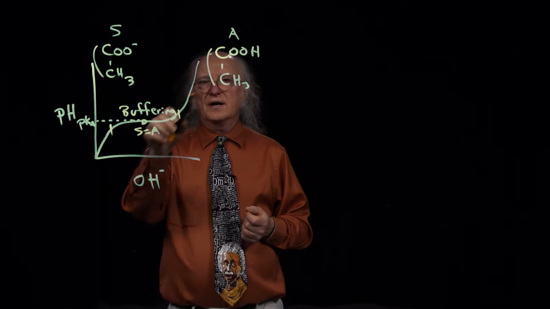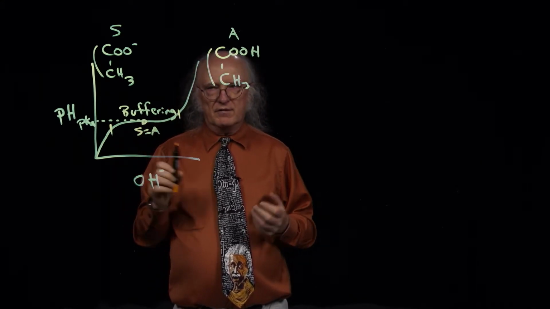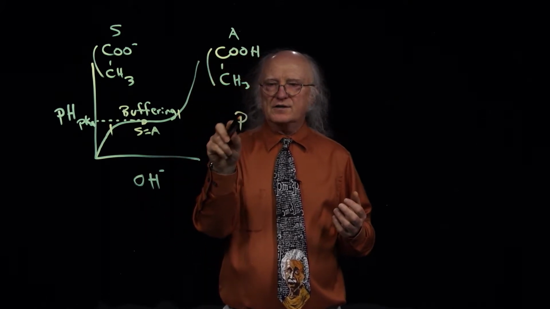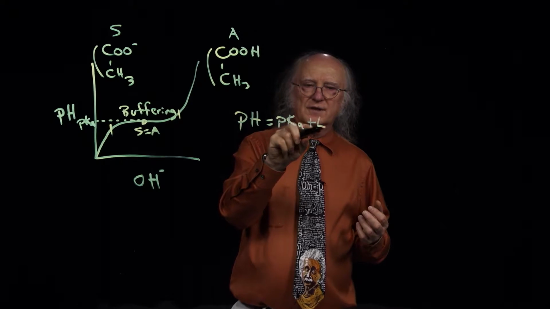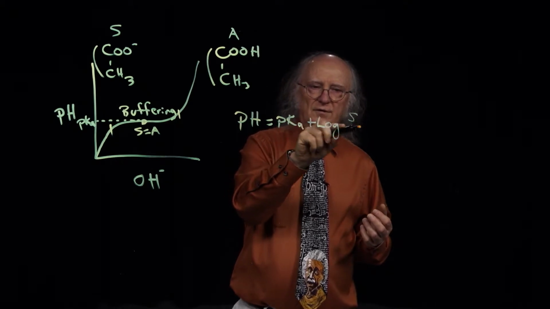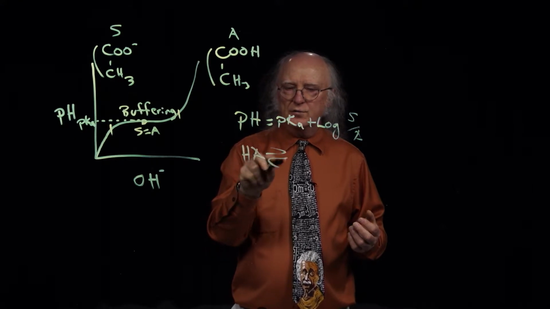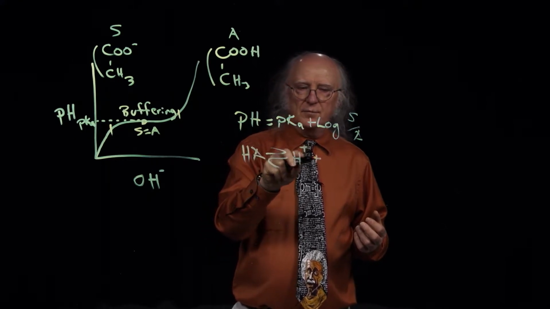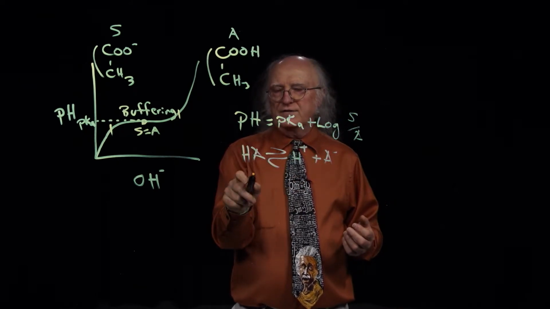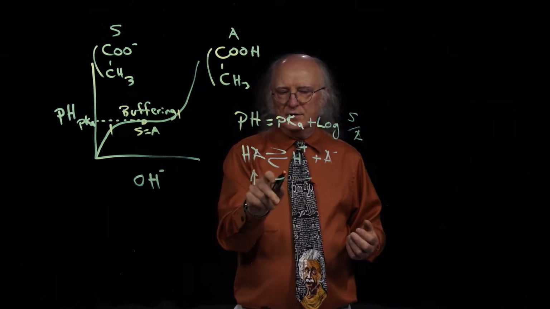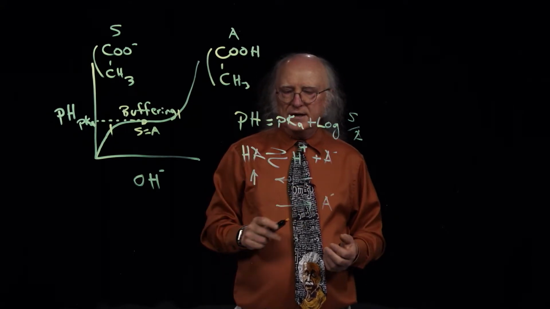If we start putting more protons into the solution, we remember what happened. Well, from the Henderson-Hasselbalch equation, we said pH equals pKa plus the log of salt over acid. And we remember that HA goes to H+ plus A-. If we put protons in, we're going to favor this production. And if we take protons out, we're going to favor this guy right here. Okay?